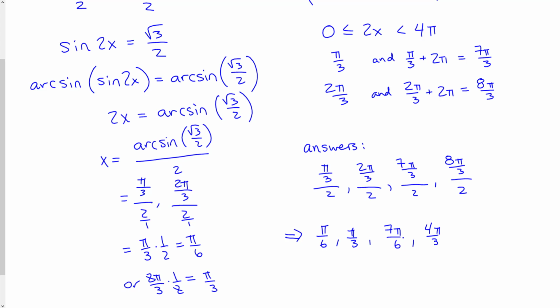Notice that these original angles are on the interval from 0 to 4 pi. These last angles right here are all on the interval from 0 to 2 pi. So it's tricky, but it's a whole lot easier than changing that into 2 sine x cosine x and trying to solve that way.